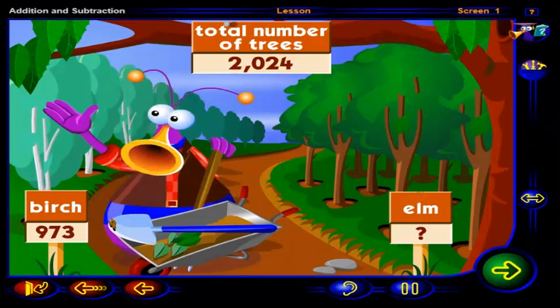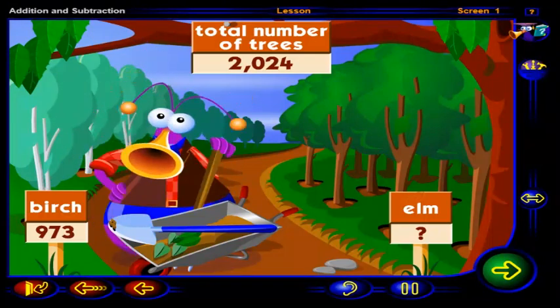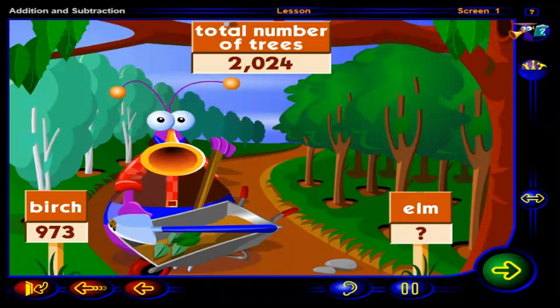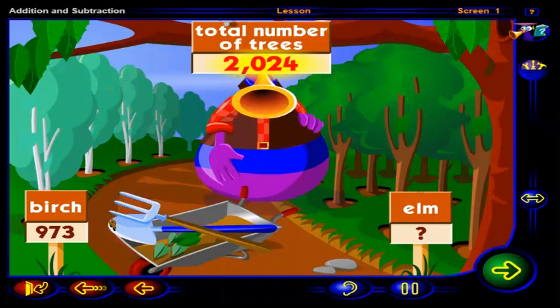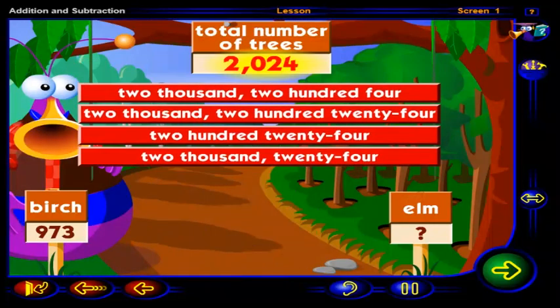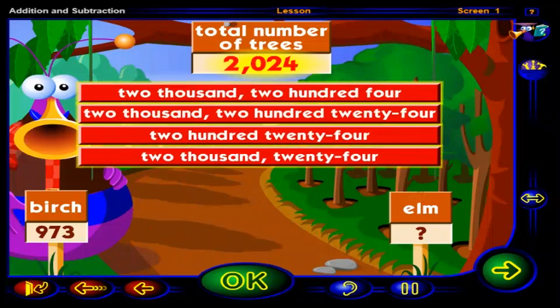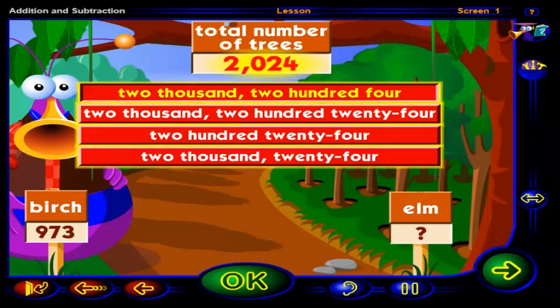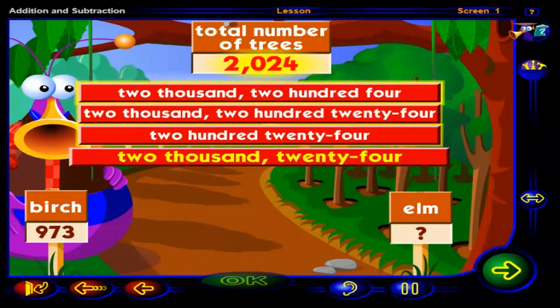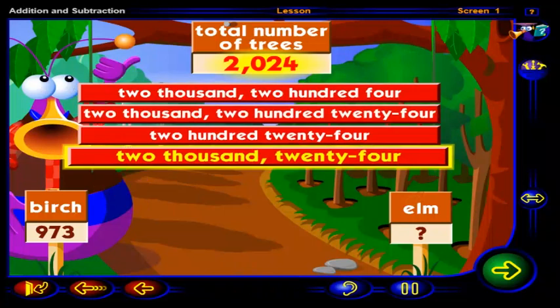Phew, that's the last one. No wonder you're tired. You've planted a lot of trees. What is the word name of this number? Click on the word name, then click OK. That's right. The word name of this number is 2024.